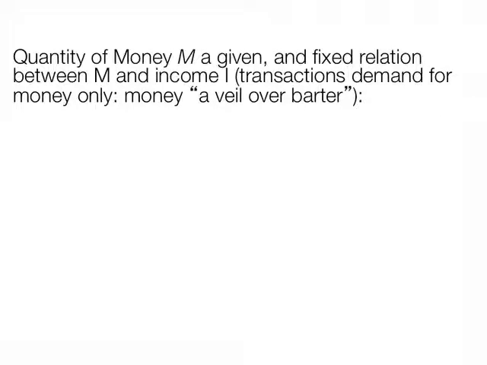So, the quantity of money in the system is given. There's only 100 million or 200 million or 30 trillion. It's given. It comes from outside the model. It's what's called an exogenous variable. And it's a fixed relation between M and income. So there is an idea here that the only reason you'll use money in this situation is to affect transactions, effectively. That's something I quite like to think about anyway.